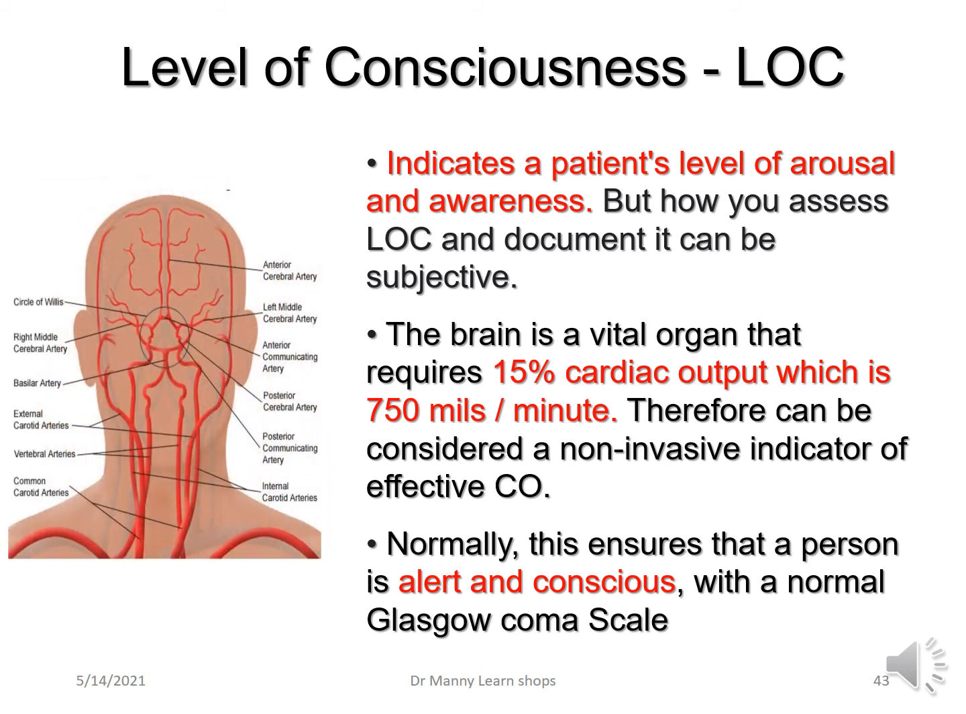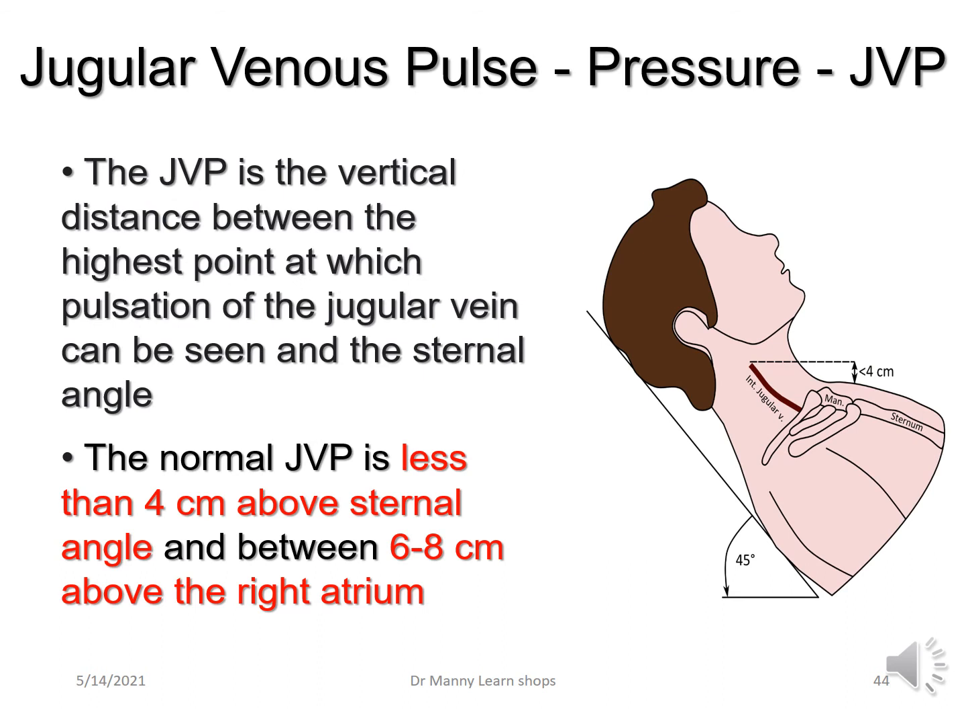Level of consciousness as an indicator of cardiac output. Mentation. Then you've got the jugular venous pulse or pressure, if you want to consider it as that. The JVP is the vertical distance between the highest point at which the pulsation of the jugular vein can be seen. You can see it. You can't feel it because it's not an arterial pulse. It's a venous pulse. So you can only really observe it, and typically it can be observed at the sternal angle.